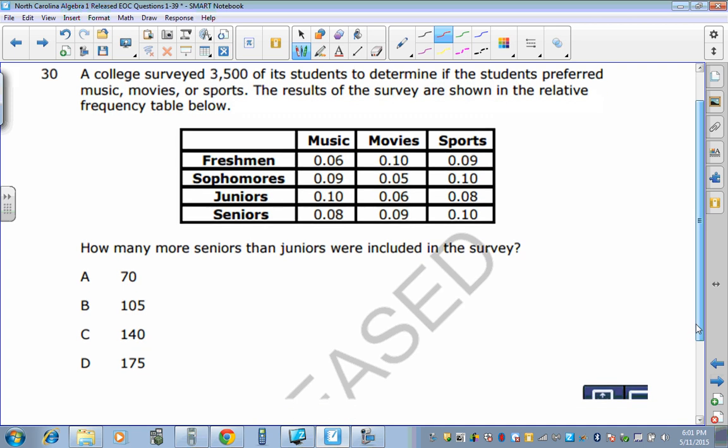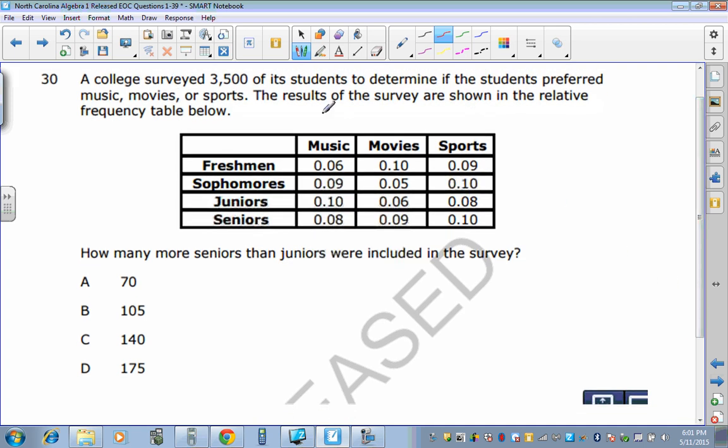Number 30. How many more seniors than juniors were included in the survey? Well, first of all, we need to find out how many juniors we had. We know that 10% of the people surveyed chose music, 6% movies, 8% sports. So altogether, if you add those percents together, we know that 24% of the people surveyed were juniors. We can do the same thing for seniors. 8% plus 9% is 17% plus 10%, so 27% of the people surveyed were seniors.